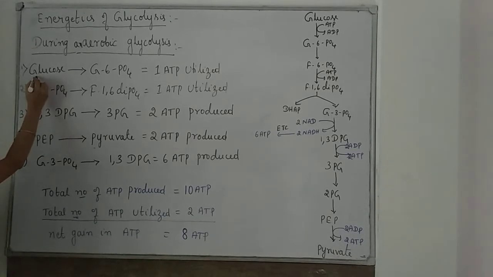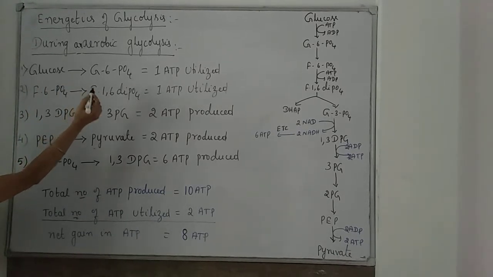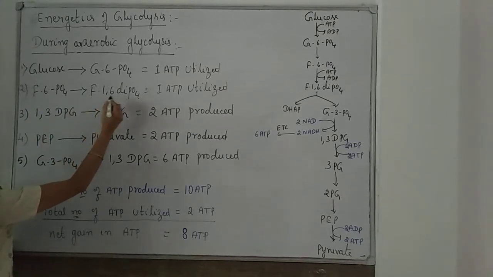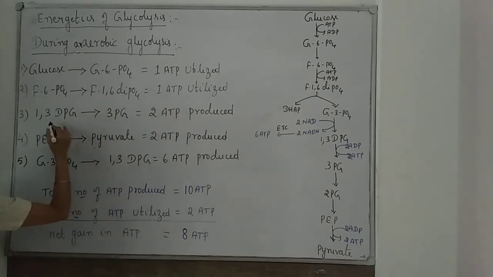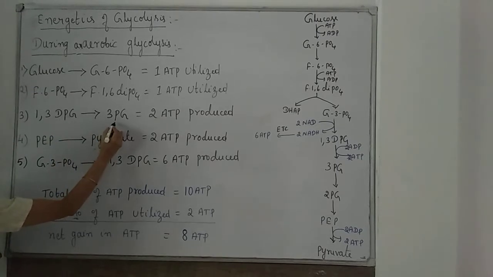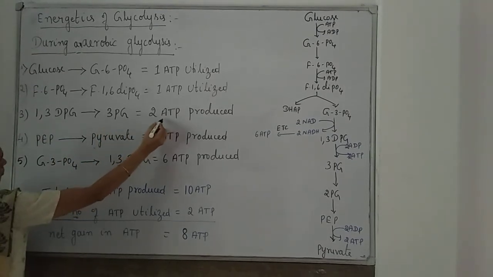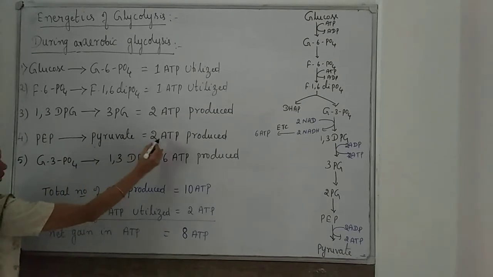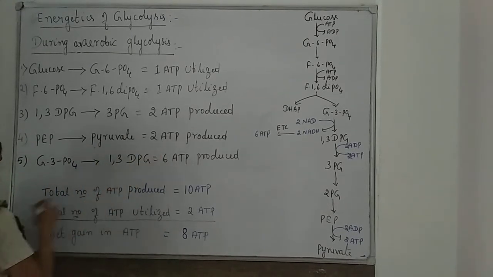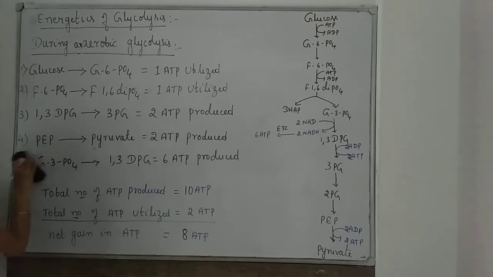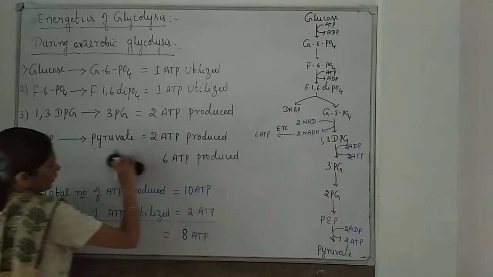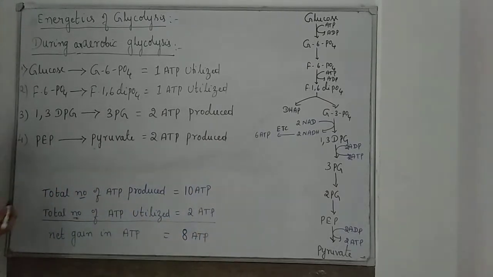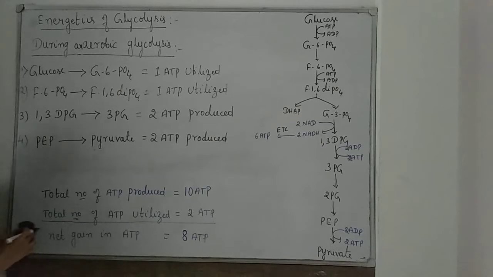So here also glucose is converted into glucose 6-phosphate, 1 ATP utilized. Fructose 6-phosphate is converted into fructose 1,6-diphosphate, 1 ATP utilized. 1,3-DPG is converted into 3-phosphoglyceric acid, 2 ATP produced. Phosphoenol pyruvate is converted into pyruvic acid, with a generation of 2 ATP molecules. But anaerobic glycolysis takes place in the absence of oxygen, so that is why this does not require the coenzyme NAD.